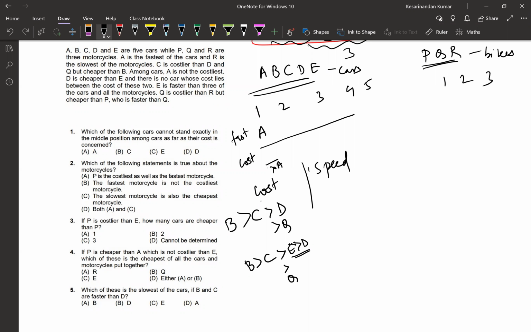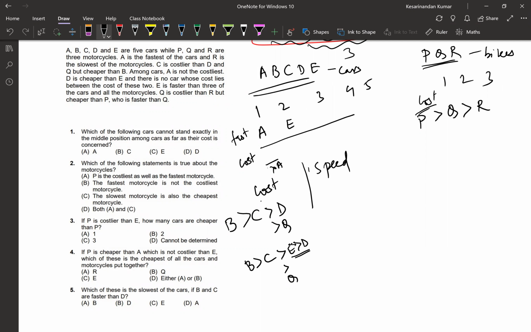Now let's move on to the next one. E is faster than 3 of the cars and all the bikes. Okay. E is faster than 3 of the other cars. So E will come here because it has to be faster than all the bikes. Q is costlier than R. Okay. Q is costlier than R. Cost it is, but cheaper than P. Perfectly fine.